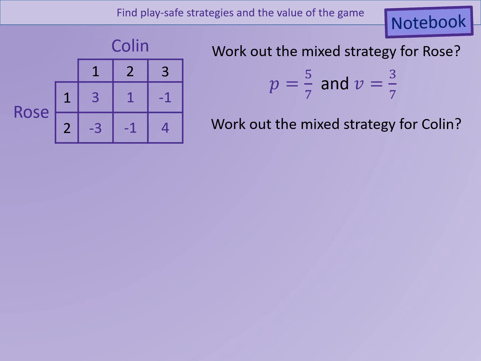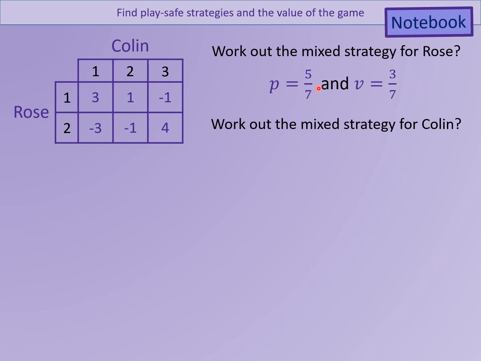So we're now going to go back and work out a mixed strategy for rows. We previously looked at this example here for Rose and Colin. We're now going to calculate the same strategy but for Colin instead. We already did this for Rose.